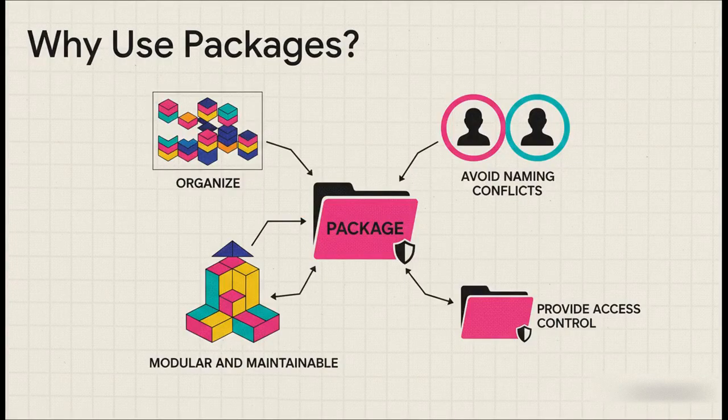And why do we bother with this? Well, mainly to keep our code organized, especially in those huge applications. It also helps avoid naming conflicts. For example, you could have two different classes, both named Helper, as long as they live in different packages. And, most importantly for our tour today, it's one of the key ways we provide the very access control we've been talking about.